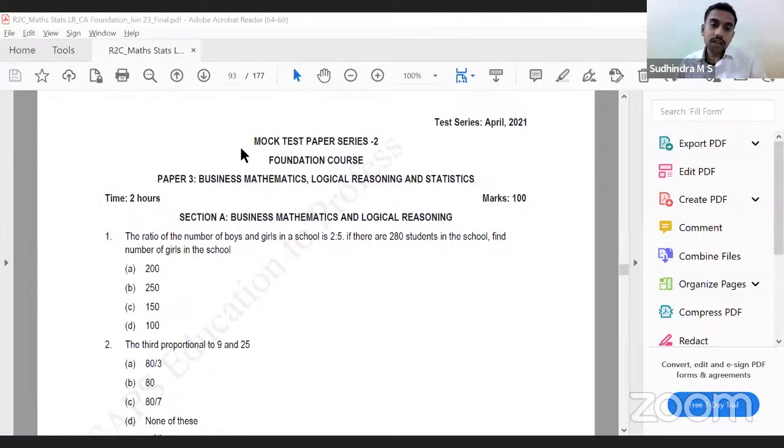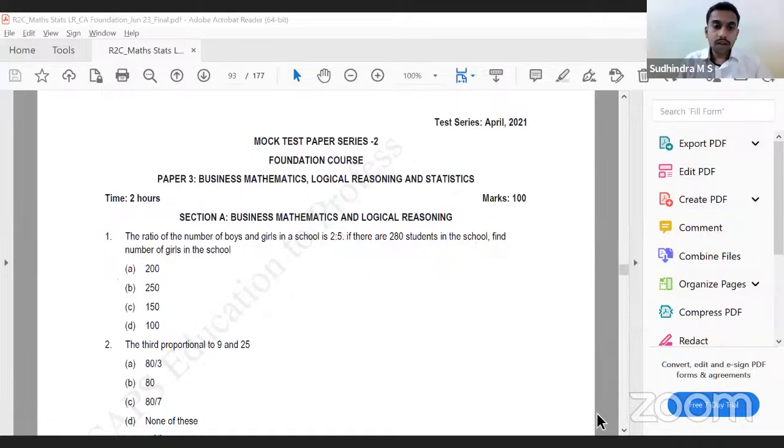Question number 1. The ratio of the number of boys and girls in a school is 2:5. If there are 280 students in the school, find the number of girls in the school. 200. Total is 280. Girls ratio is 5/7, correct? So 280 into 5/7, 200.